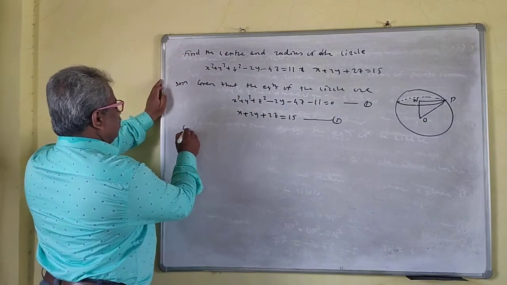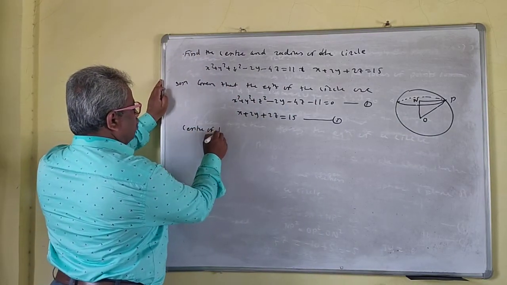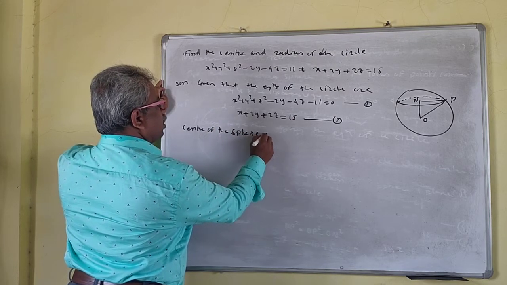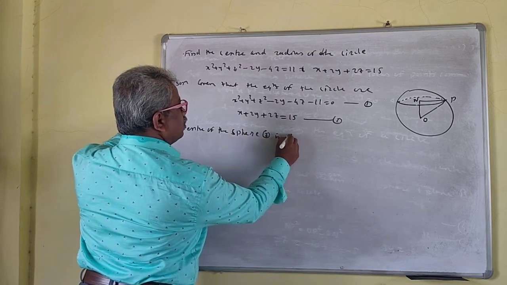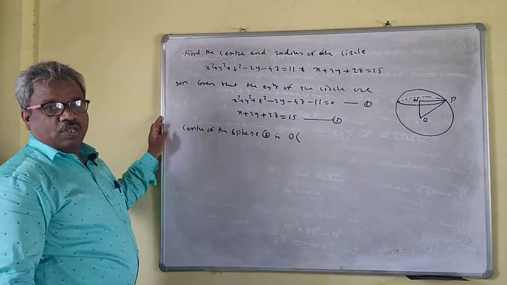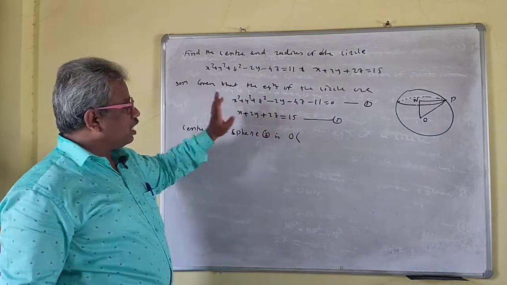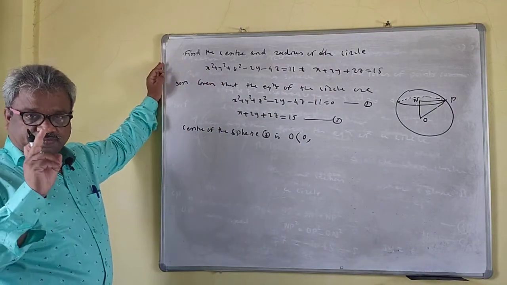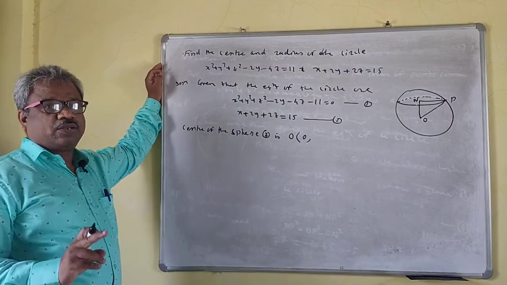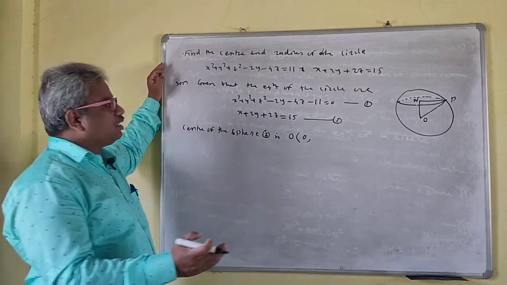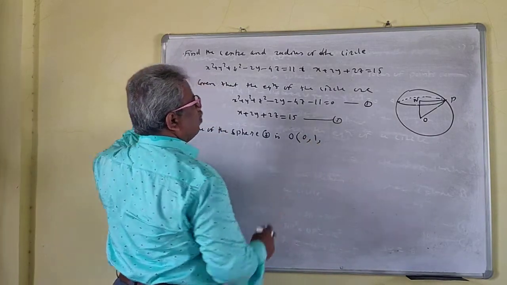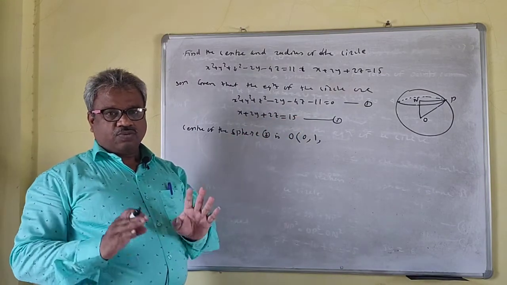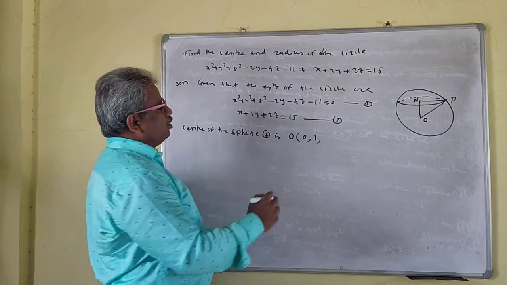Okay. Center of the sphere, call it O. What you have to do is take the coefficient of x. There is no coefficient of x, so this is 0. The coefficient of y is minus 2. Divide by 2, so minus 1, and change the sign. This is 1 now. The coefficient of z is minus 4. Divide by 2, we get minus 2, and change the sign. So that is 2.